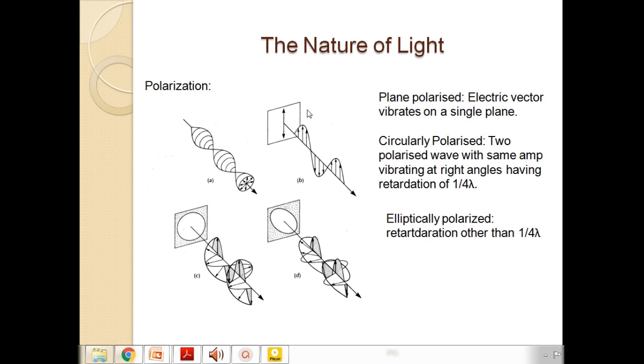Polarization of light can be of three types. It can be plane polarized. In plane polarized light, the electric vector vibrates in a single plane. This is a plane polarized light. In circularly polarized light, there are two plane polarized lights that vibrate at right angles to each other. They have the same amplitude and a retardation of 1/4 lambda. And in the case of elliptically polarized light, we have retardation other than 1/4 lambda.